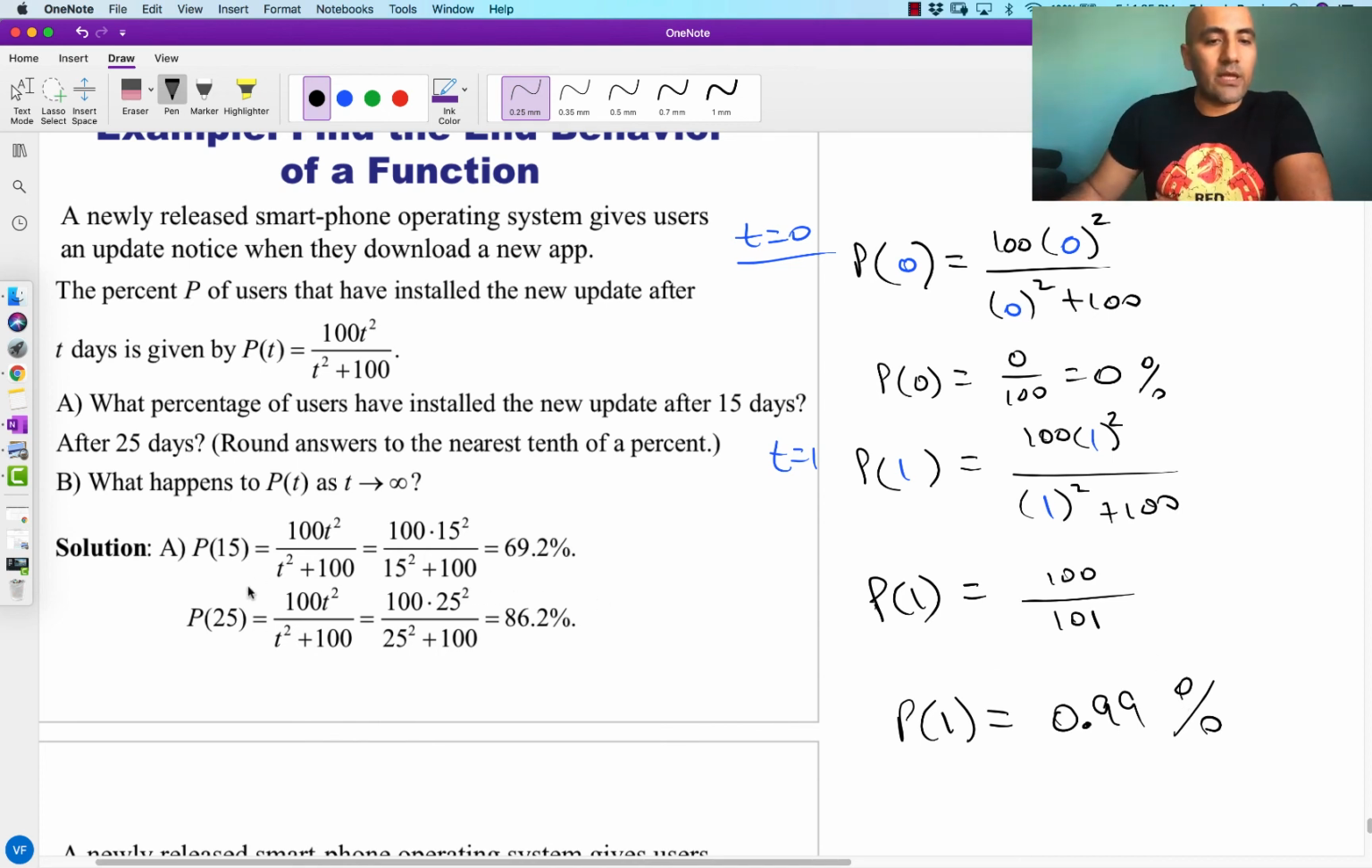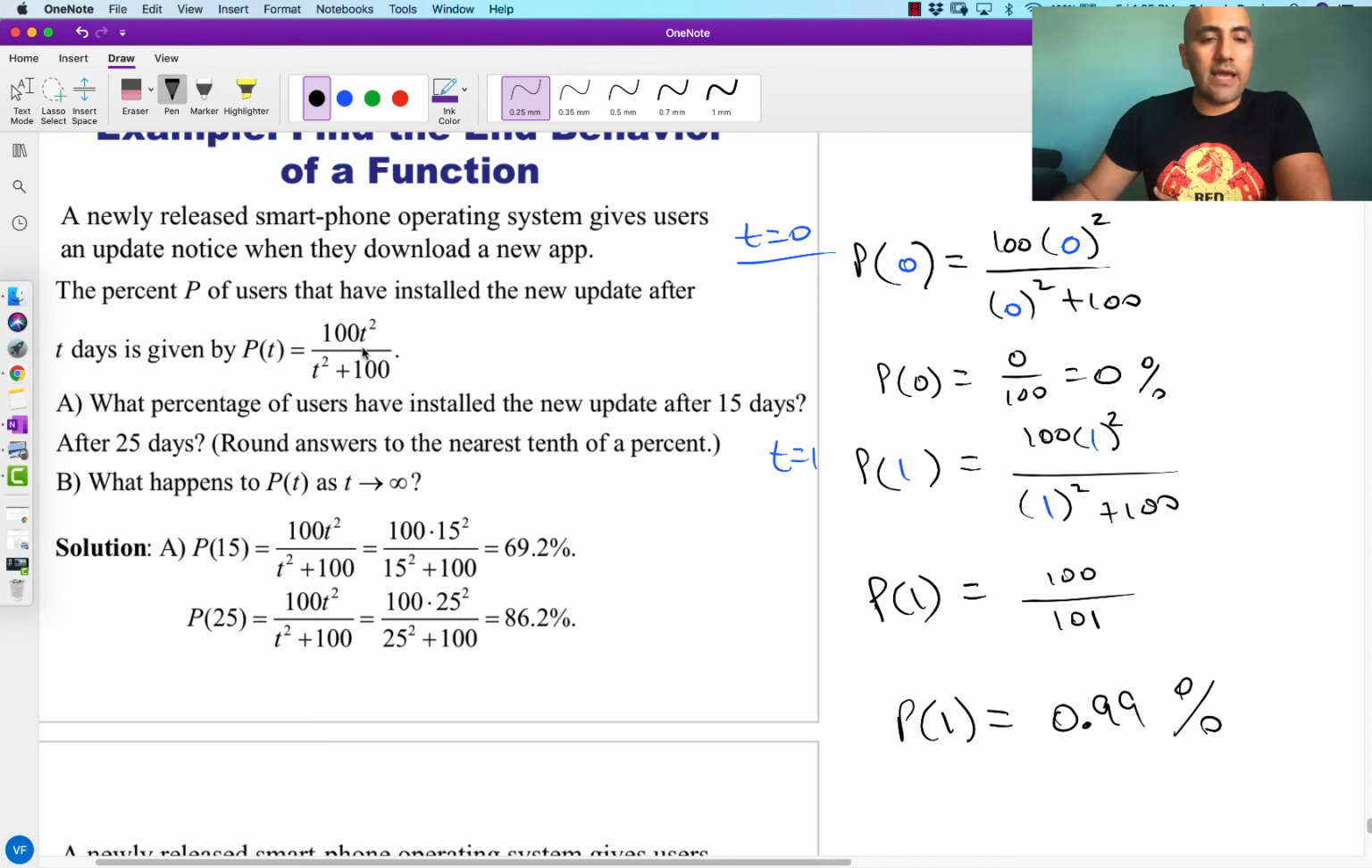Okay, so then if we plug in a 15, as you can see here, 100 times 15 squared divided by 15 squared plus 100, that whole thing gives you 69.2. If we plug in 25, we end up with 100 times 25 squared divided by 25 squared plus 100 equals 86.2. So we can see that as the input values get larger and larger, the output values begin to grow. Are they going to grow out of control forever?